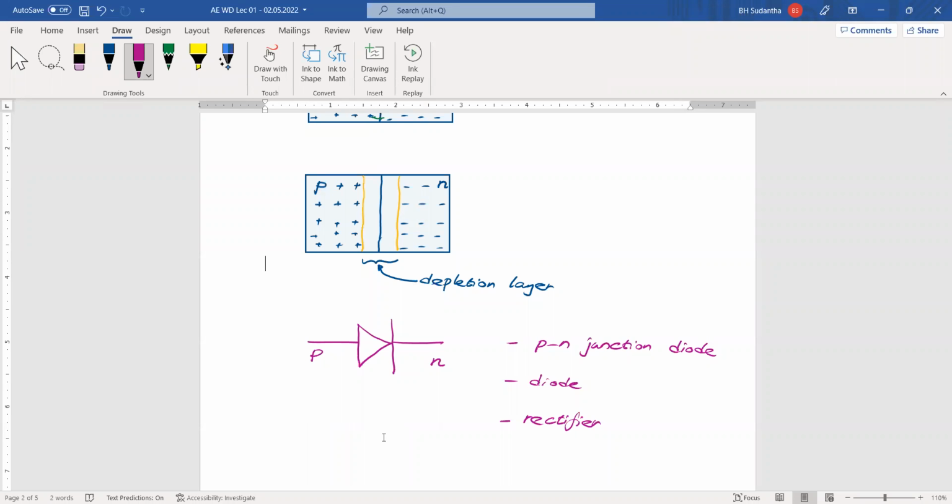Okay. That's what we are going to do here. This is one component, one device we have developed, and we should know how to operate this. How to operate, what does it mean? How can we operate components?